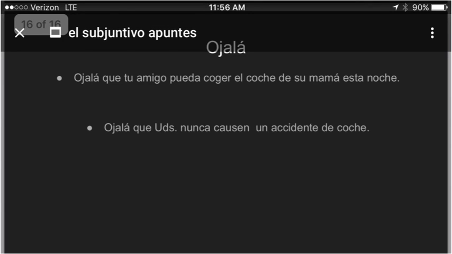What you should do after you've written these down is do your best to try and translate them, and we will go over them in class when we see each other.